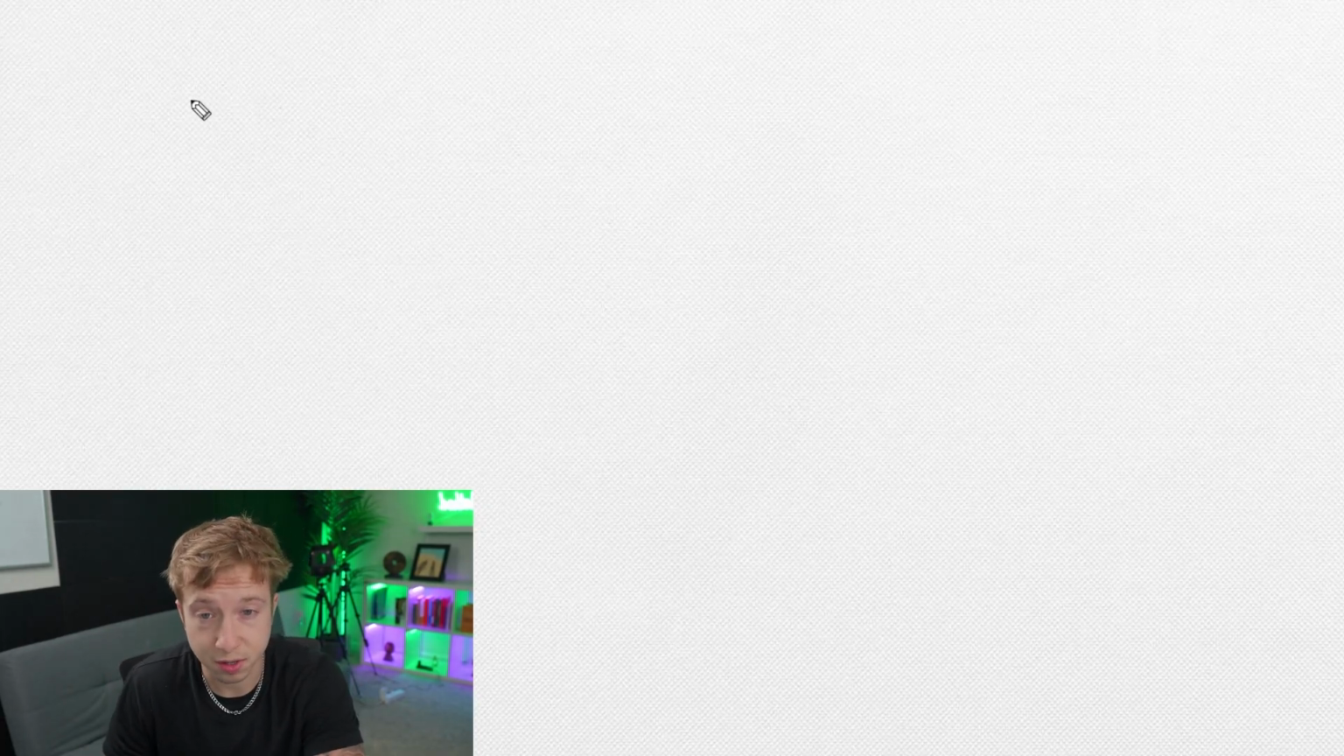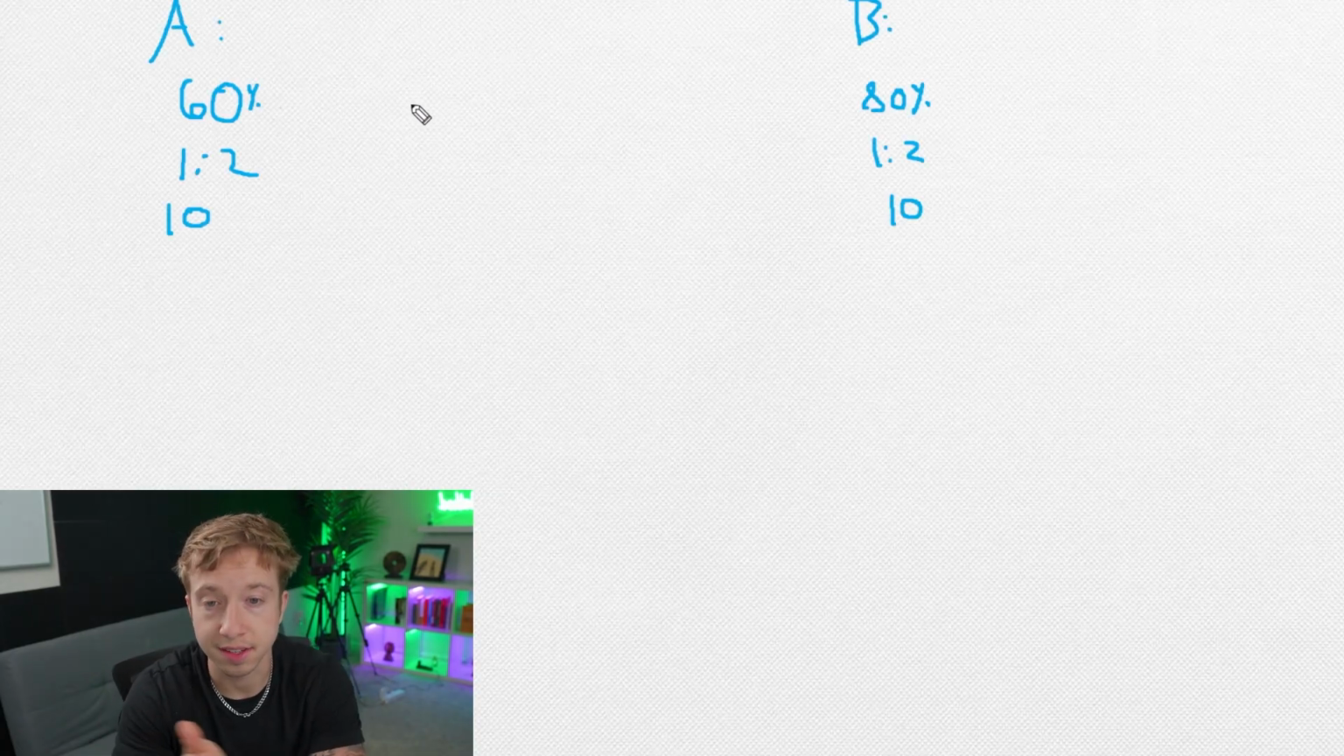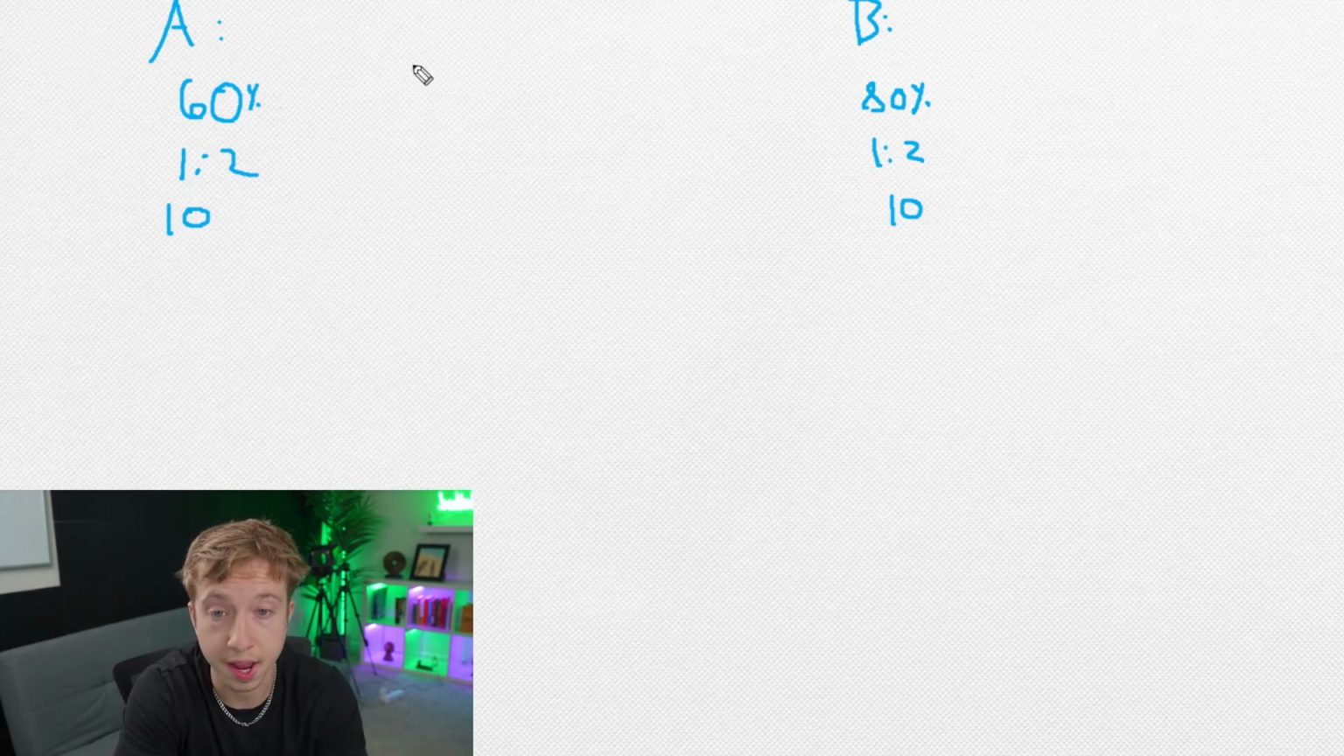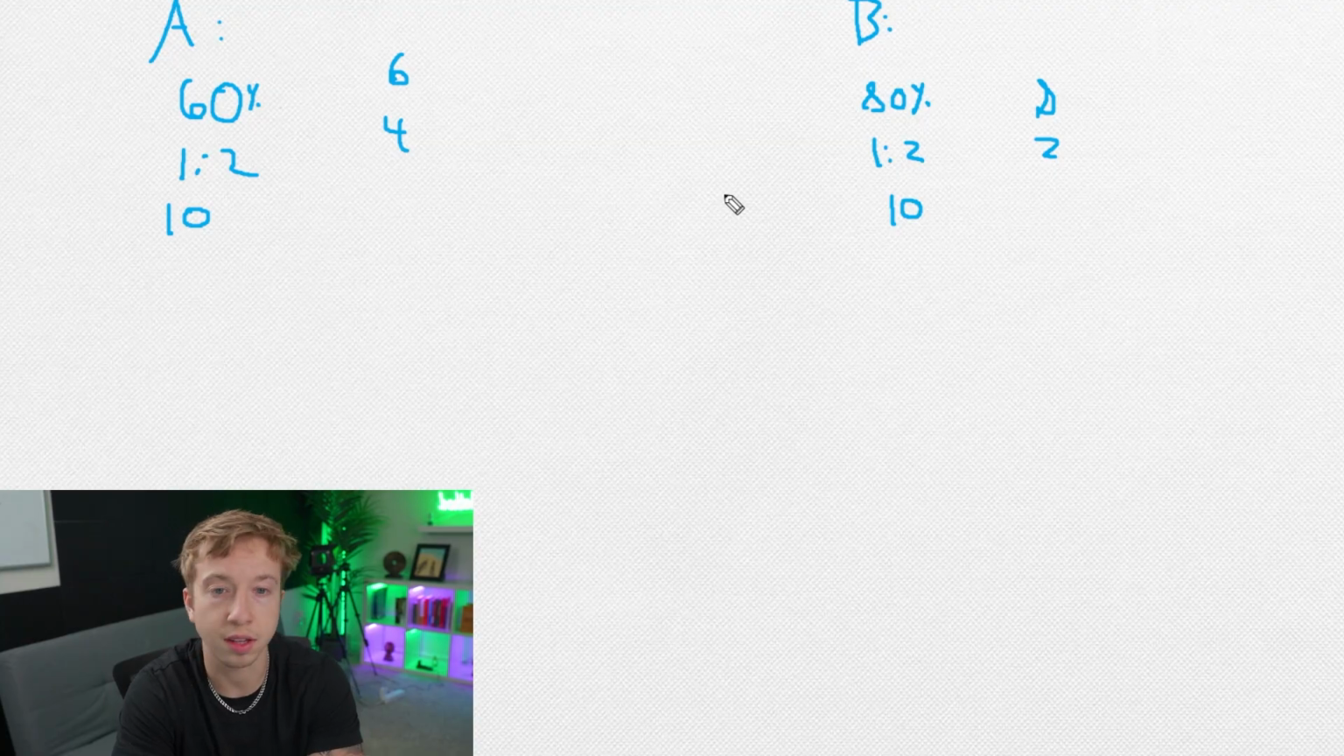Now, the first thing I'm going to do is run through two scenarios, Trader A and Trader B. Trader A has a 60% win rate. Trader B has an 80% win rate. They're both going to have a 1 to 2 risk to reward. After 10 trades, Trader A wins 6, loses 4. Trader B wins 8, loses 2. Okay, it's not that bad.